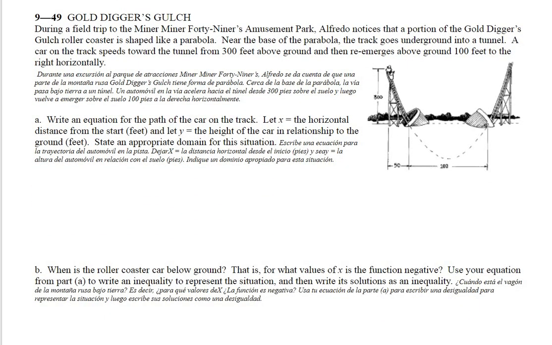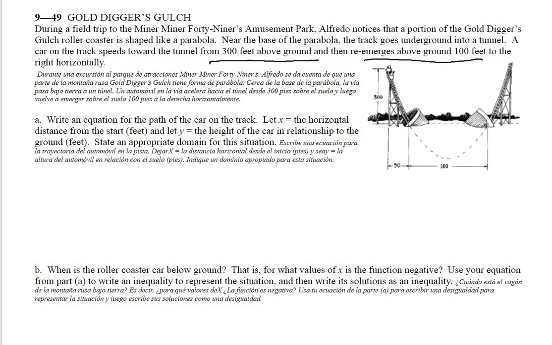Problem 9-49. Gold Diggers Gulch. During a field trip to the Minor 49ers amusement park, Alfredo notices that a portion of the Gold Diggers Gulch roller coaster is shaped like a parabola. Near the base of the parabola, the track goes underground into a tunnel. A car on the track speeds towards the tunnel from 300 feet above ground and then reemerges above ground 100 feet to the right horizontally.